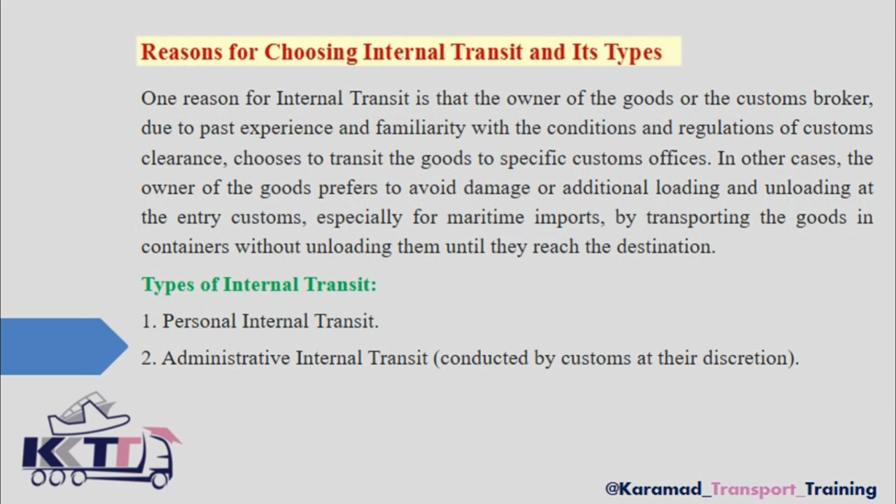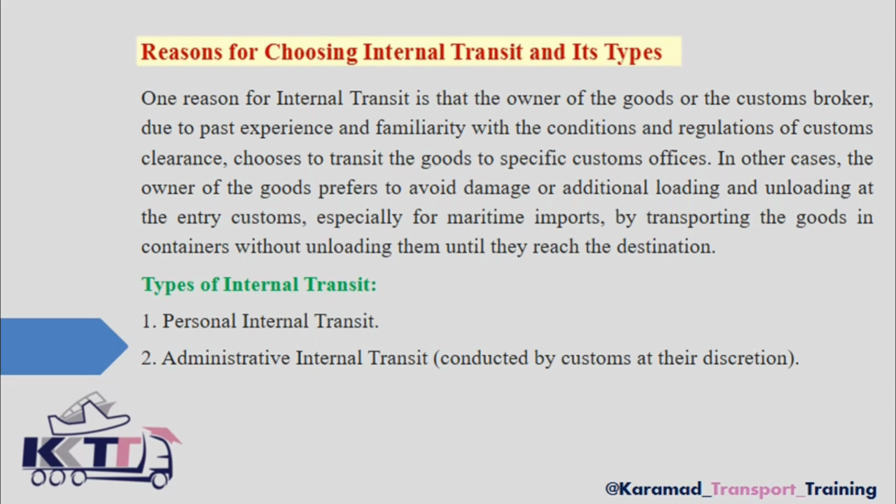In this section, we want to examine together the reasons for choosing domestic transit and its different types. One of the reasons that goods owners decide to use domestic transit for their goods is that the customs broker, due to their work experience and background, or because they are more familiar with the specific rules and regulations of a particular customs office, decides to clear the goods at that specific customs. So the broker suggests to the owner to transit the goods from the entry customs to the destination customs and clear them there. For example, the goods enter through Bandar Abbas, but from there they are transited to Shahryar customs and cleared there. Why is that? Because the customs broker has more control there.